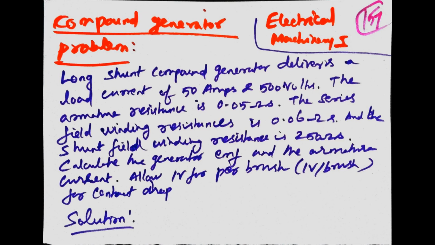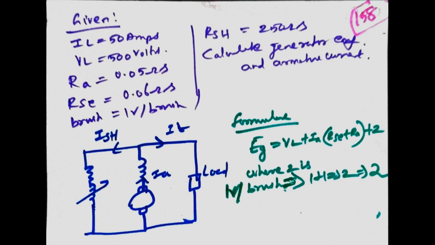Solution. The given values in the question are IL is 50 amperes, VL is 500 volts, RA is 0.05 ohms, RSC is 0.06 ohms, brush drop is 1 volt per brush, RSH is equal to 250 ohms. Calculate the generator EMF and armature current. The circuit is shown in the figure, with the directions of IA, ISH, and IL given. The rheostatic winding and the load are given.